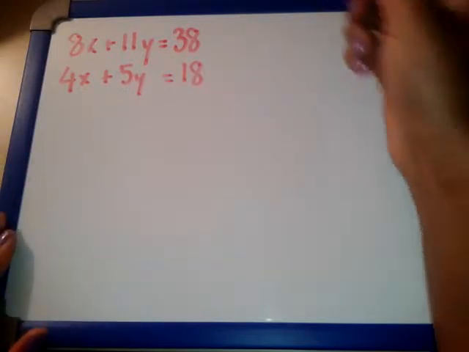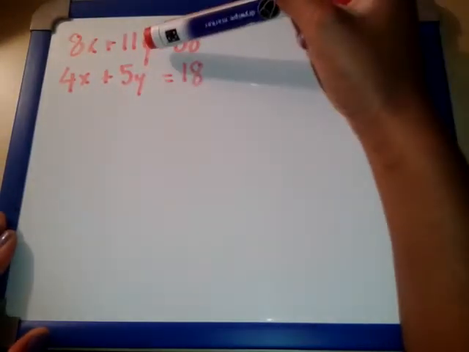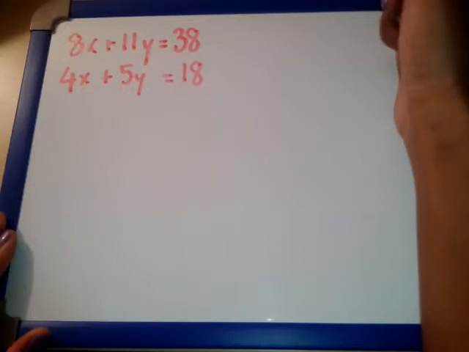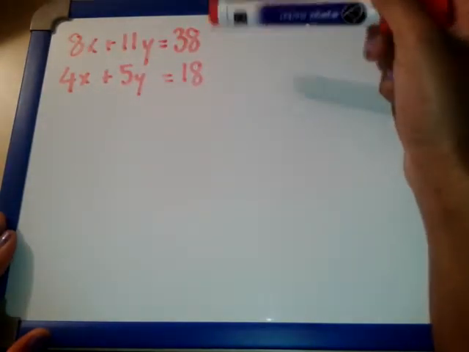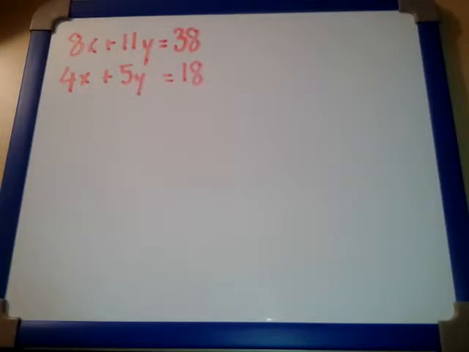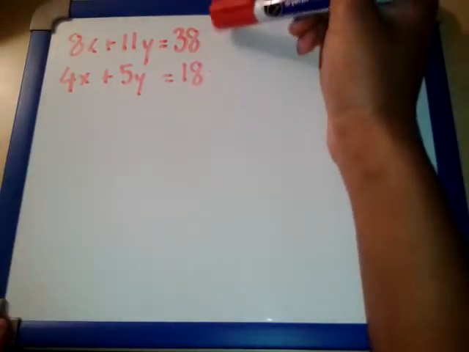Okay, in this first example we have 8x plus 11y equals 38 and we have 4x plus 5y equals 18. Now when we're being asked to solve the simultaneous equation, what we're trying to do is to find an x value and a y value which will work for both equations.